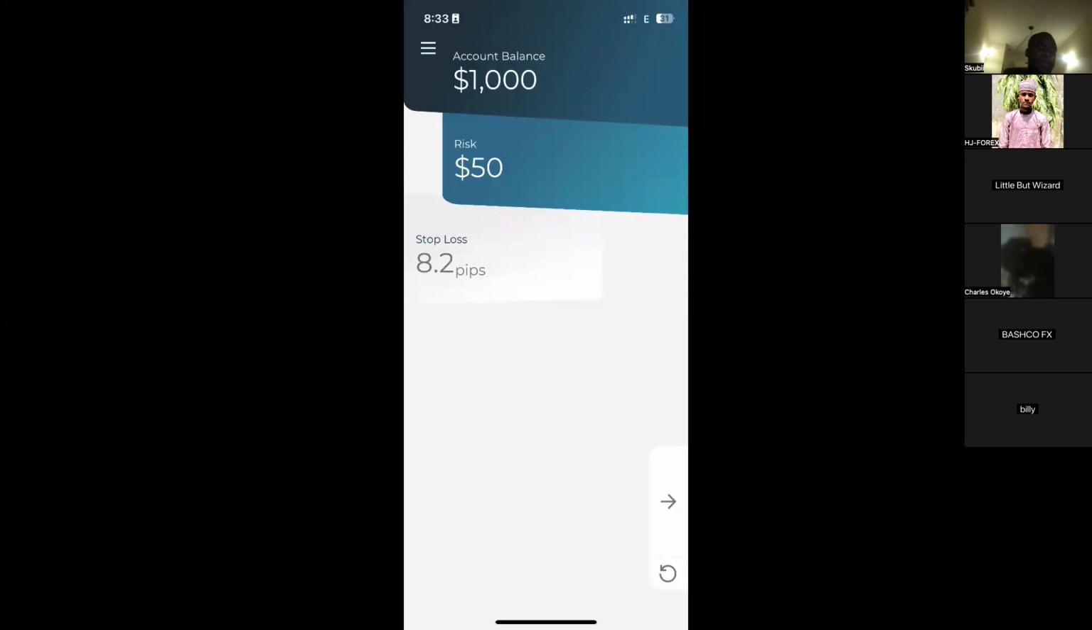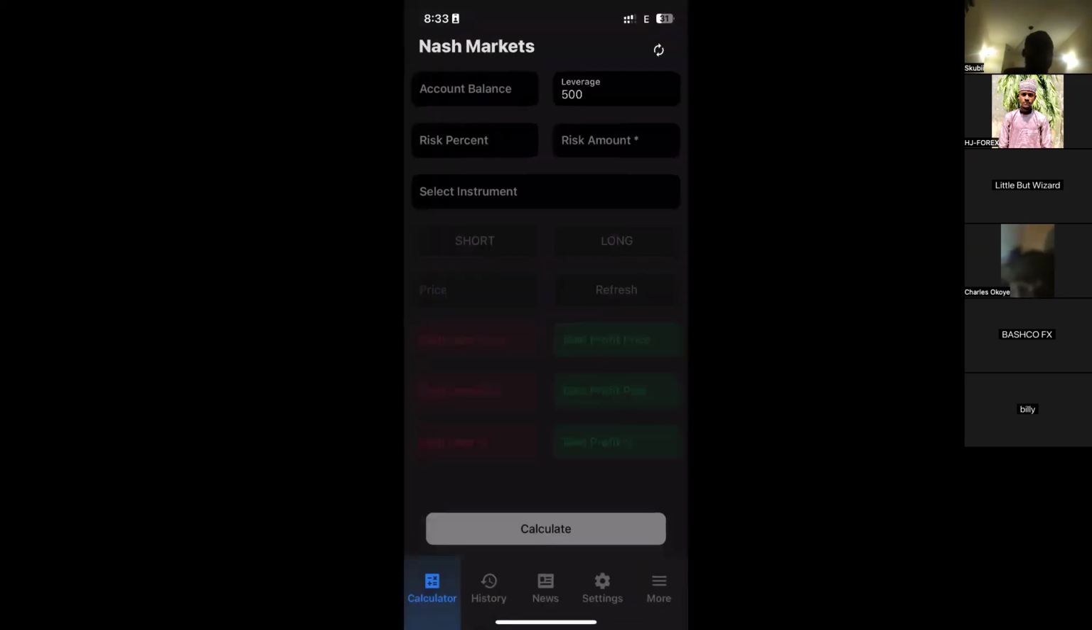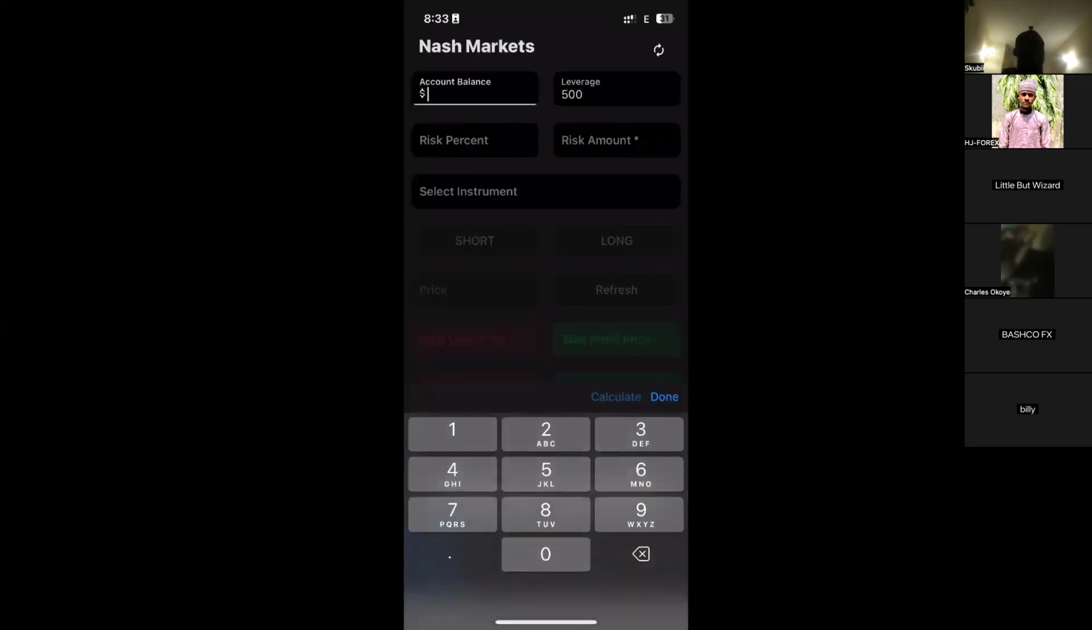Now let's look at how to use Nash Markets. So we go to Nash Markets. Now, the first thing we need to input in Nash Markets is our account balance. Same thing, it's a $1,000 account. Don't touch the leverage, leave the leverage at what it is. For risk, the percentage is 5%, but then it's the amount that we came here with. So you just put the amount and then it will calculate the percentage for you automatically.